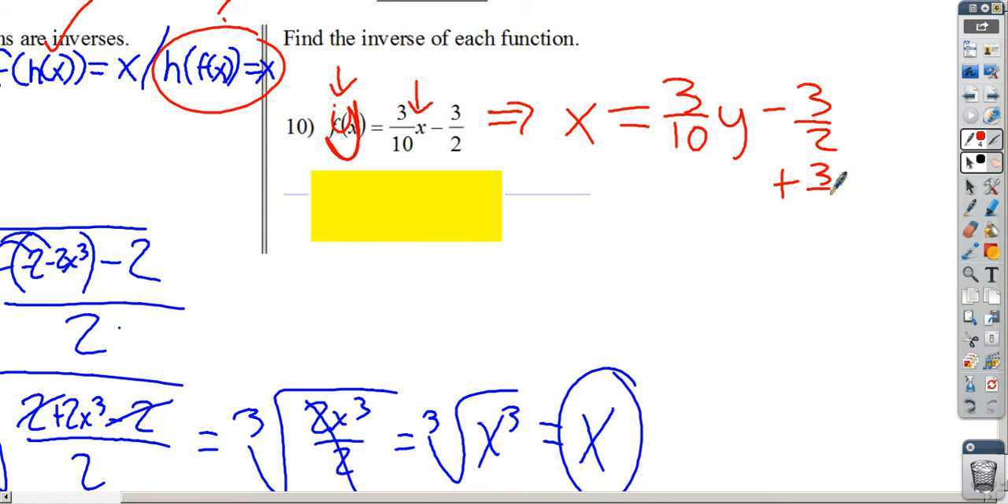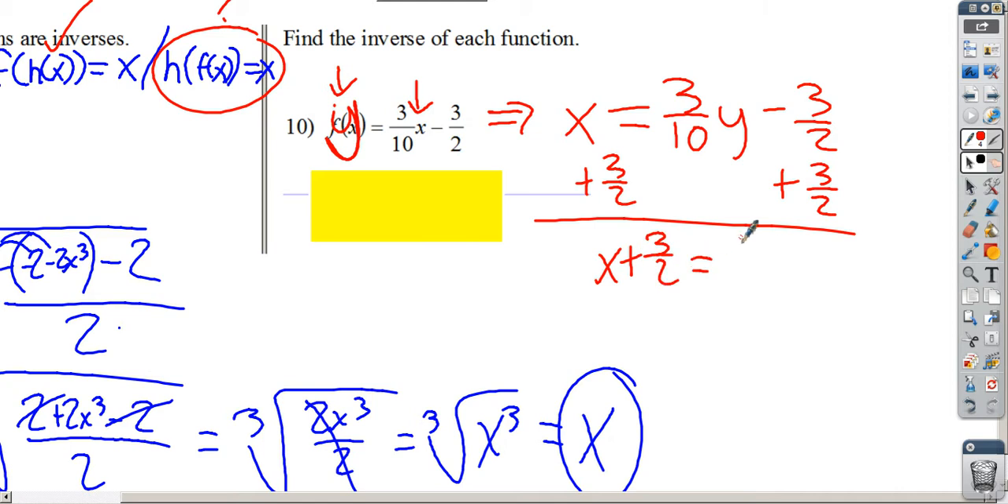So we'll solve for y by adding 3 over 2 to both sides. So we get x plus 3 over 2 is equal to 3 over 10y. See what's being done to y and do the opposite. Y is being multiplied by 3 over 10, so we want to divide by 3 over 10. But dividing by 3 over 10 is the same as multiplying by the reciprocal, which is 10 over 3. So those will cancel, just leaving us with y. And then let's multiply this by 10 over 3.